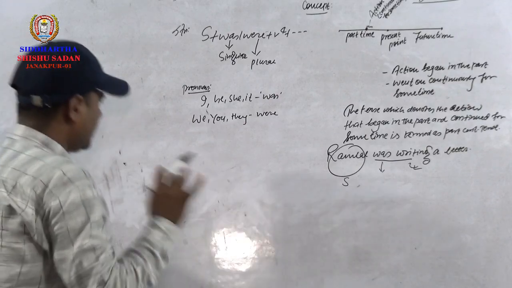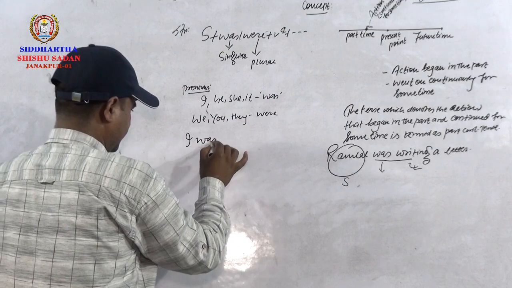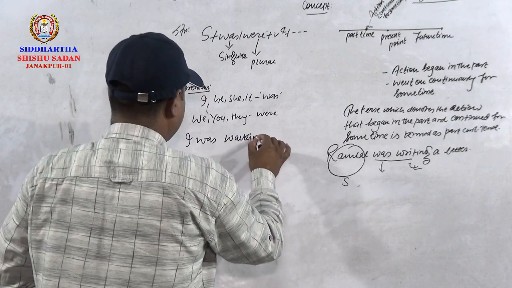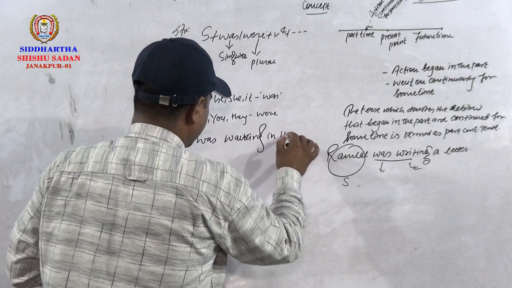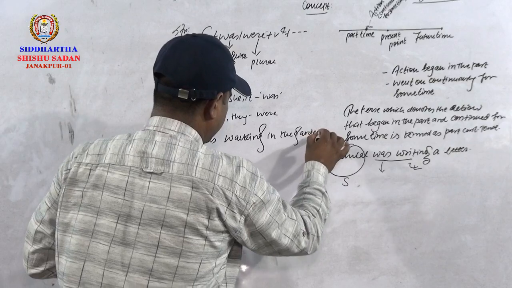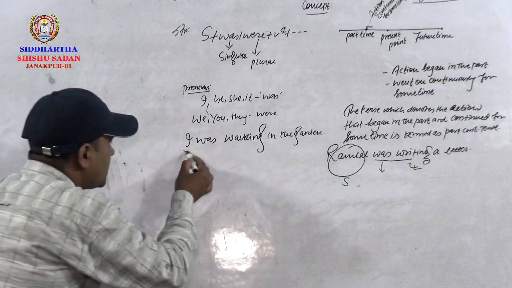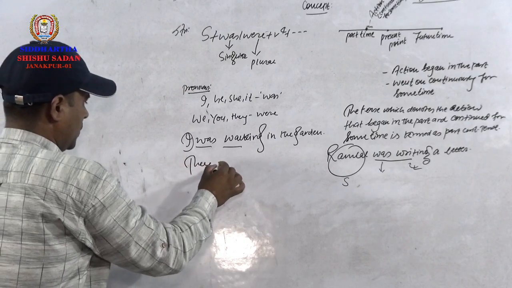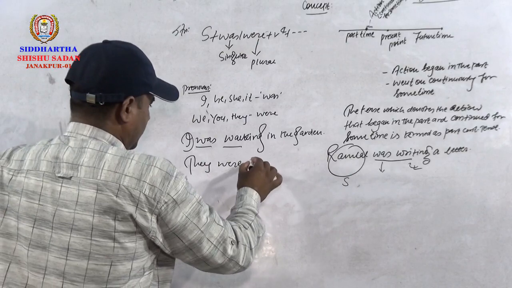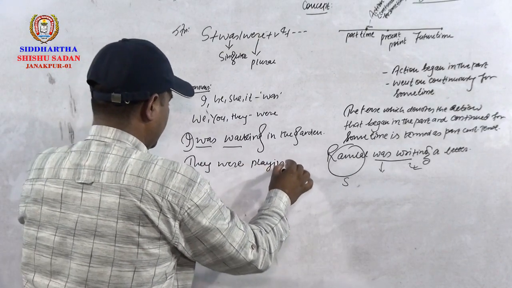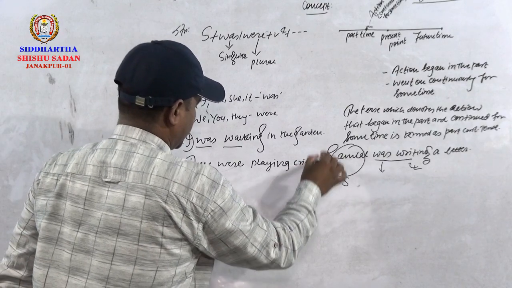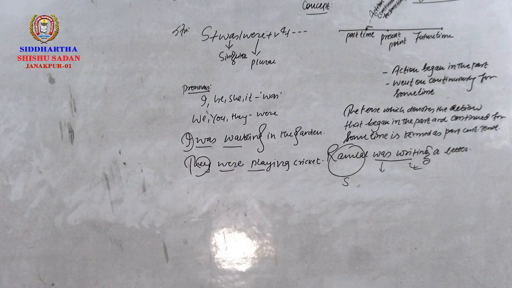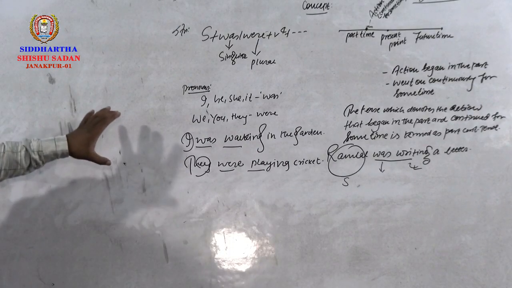Okay. Let me give you one example here. I was walking in the garden. Yes, this is the example. See, subject plus was plus verb plus ing. One more example: We were playing cricket. See here, subject plus were plus verb plus ing. That's why it is past continuous tense. So these are the examples of past continuous tense.